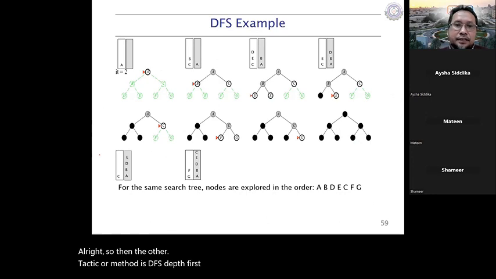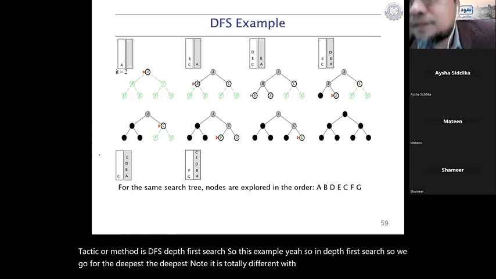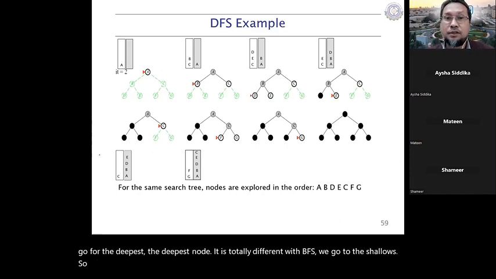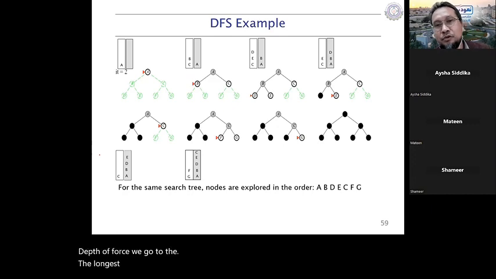So in this example, in depth first search, we go for the deepest node. It is totally different with BFS, where we go to the shallowest, the closest to the root. But for depth first, we go to the longest distance to the root first, for each branch.